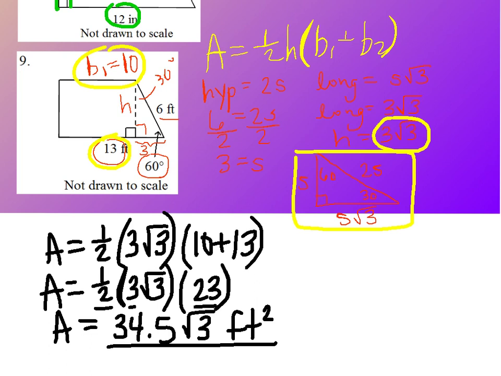Notice if you would have used one of your trig functions like sine to find the height, you would have used this angle, and you would have used sine, so opposite over hypotenuse, and you would have had the trig function there, and you wouldn't have been able to leave it in simplest radical form. So that's why it's important to know your 30-60-90 special right triangles. This is another thing that I'll make sure I put on the board too.